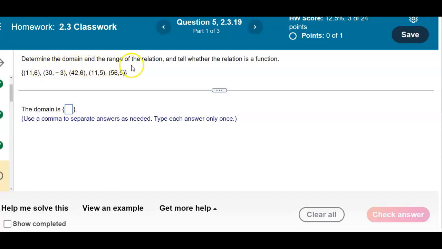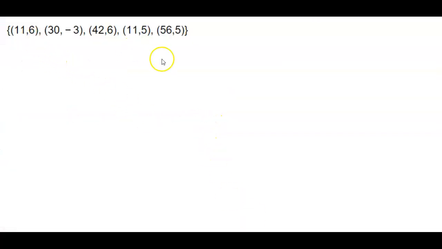Determine the domain and the range of the relation, and then tell whether the relation is a function. So here are our ordered pairs. The first thing they want us to do is to find the domain. It says use a comma to separate answers as needed, and it says type each answer only once. Okay, so let's take a look at our ordered pairs.